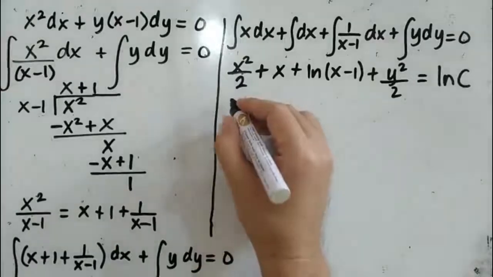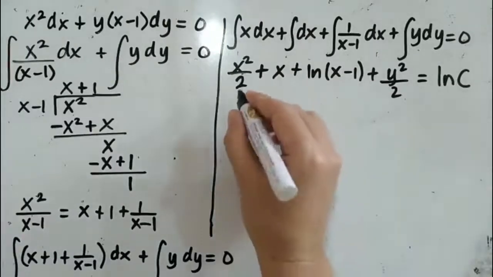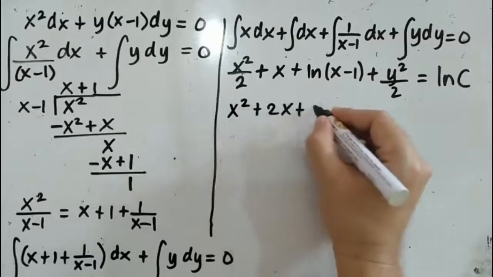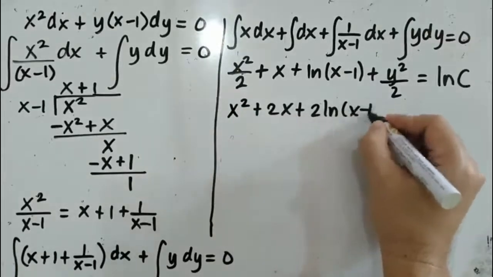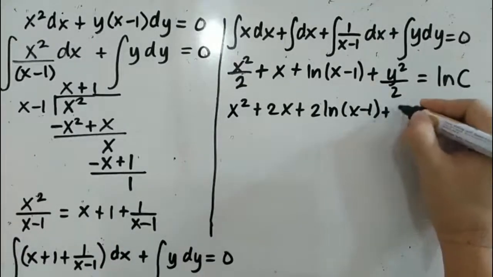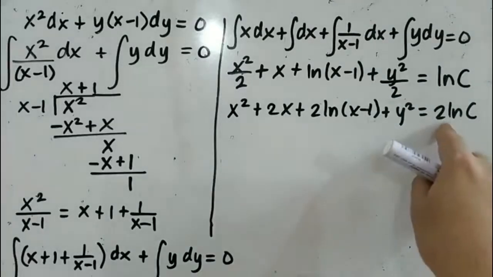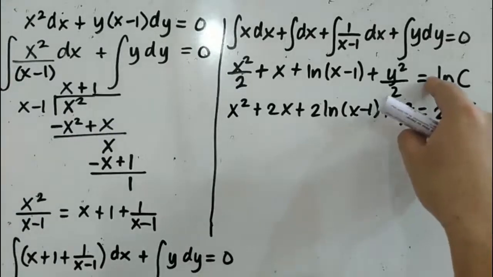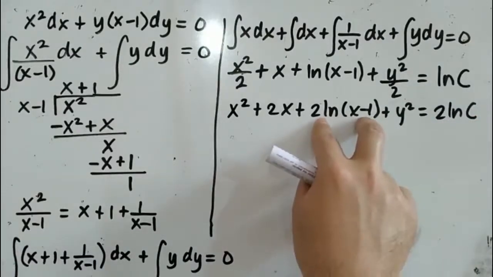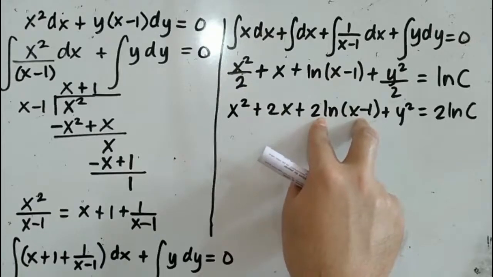So the next step would be to multiply everything by 2, so that this cancels out. So this becomes x squared plus 2x plus 2 ln of x minus 1 plus y squared equals 2 ln of c. The reason why the process in the book had negative here is so that ln of c can be transposed here, and it becomes positive, so that we would have no denominator when we combine it later on.